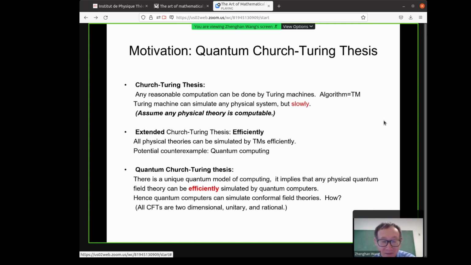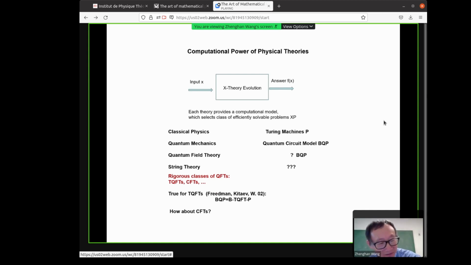In particular, I'm interested, if that's the case, how do we simulate conformal field theories? By conformal field theory, my talk will be all unitary, two-dimensional, rational. It could be chiral and it could be full. But most of the time will be chiral conformal field theories. And I want to start with some generalities.